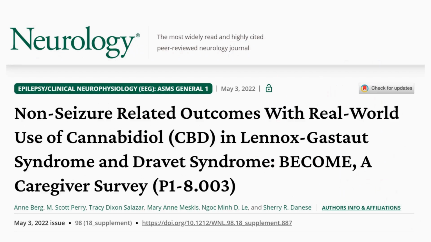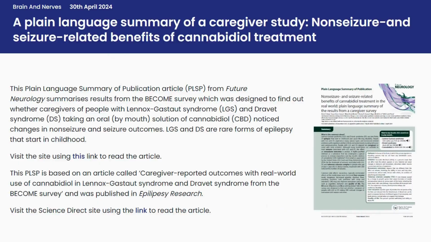Let's look at an example of a well-written plain language summary to see how it works in practice. So here we have a journal article, Non-Seizure Related Outcomes with Real-World Use of CBD in LGS and Dravet Syndrome, a caregiver survey. And here we have a plain language summary of the study. This summary explains the results of the survey aimed at understanding how CBD affected not only seizures, but also other aspects of children's lives such as sleep, anxiety, and quality of life.